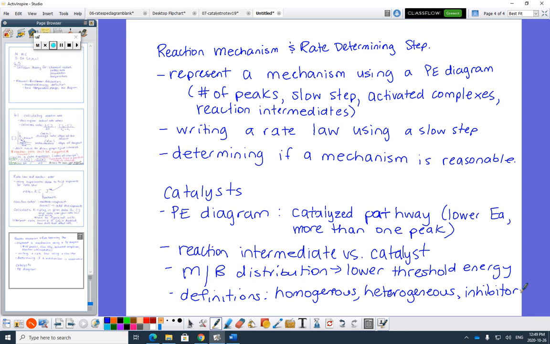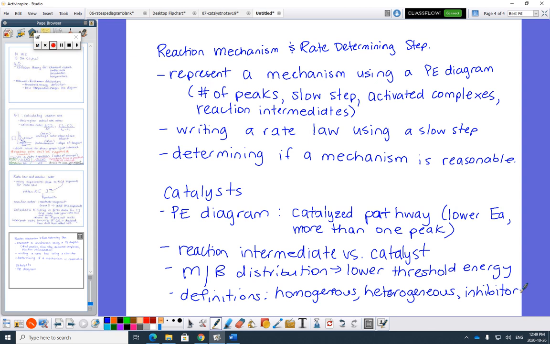When you have a catalyst and a potential energy diagram, it relates to the mechanism part. A catalyst offers an alternate mechanism, so more than one peak and lower activation energy. For reaction intermediates versus catalyst, is it consumed and then regenerated like a catalyst, or is it produced and then consumed like a reaction intermediate?